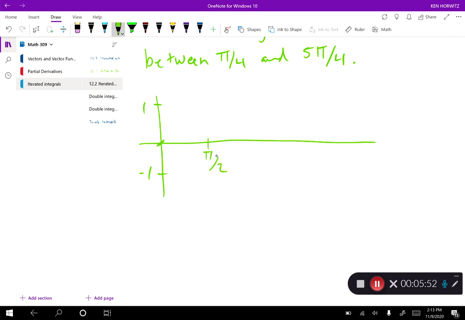So pi over 2, pi, 3 pi over 2, 2 pi. Now I left a lot of space because I need to put in pi over 4, and I need to put in 5 pi over 4. All right, so let's start with the graph of sine. Graph of sine starts here and goes up, and then it goes through pi. And again, you're seeing that I am not necessarily the greatest graph drawer, but I'm going to try my best.